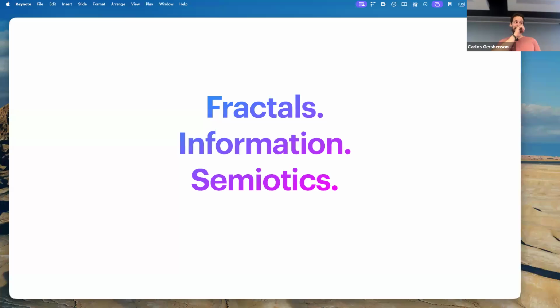Well, anyway, today we'll see three related topics: fractals, information, and semiotics. Let me forget about this screen because it's just blinking, switching on and off.